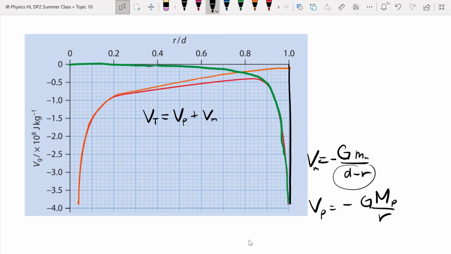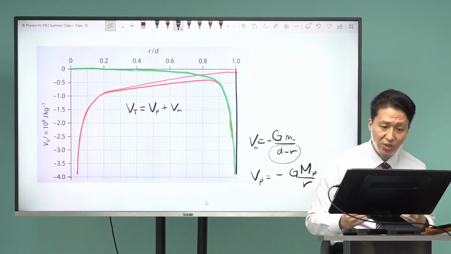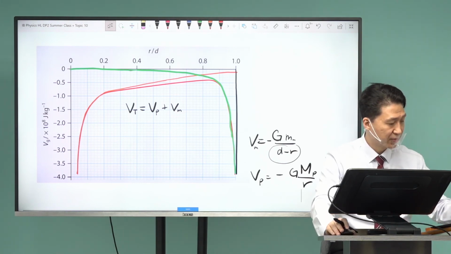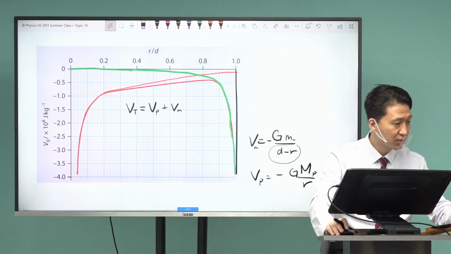Are there any questions? Okay. If there are no more questions, we're going to move on to the next example. How can we use this? There's a concept we call escape velocity.